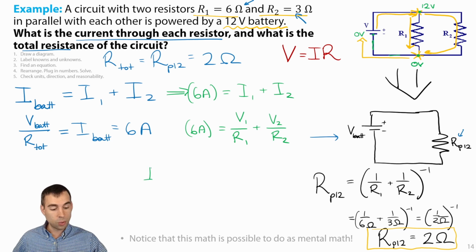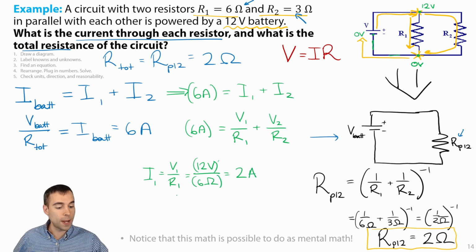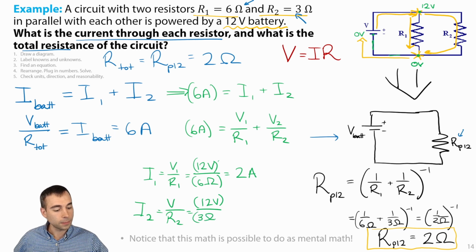We can figure out the current through resistor 1 is V1 over R1. The voltages across resistor 1 and 2 are equal because these are in parallel with one another. So 12 volts will be lost across resistor 1 with its 6 ohm value, and that means our current will end up being 2 amps through resistor 1. And through resistor 2, we would take the voltage of the circuit and divide it by resistor 2. That's 12 volts divided by 3 ohms. And we would see that we get 4 amps for resistor 2, 2 amps for resistor 1.